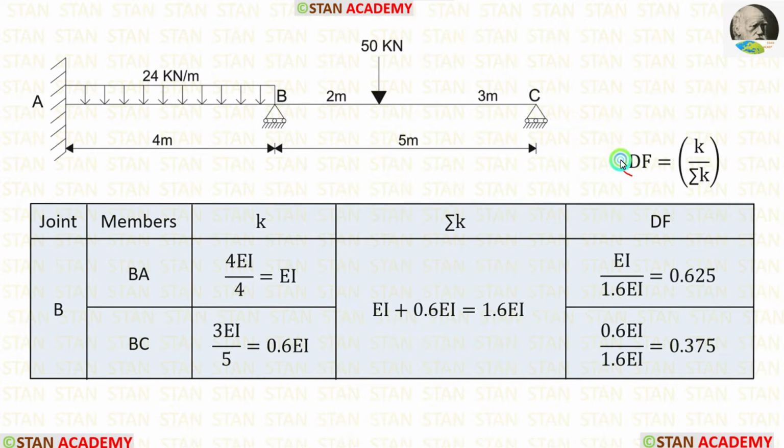Now, let us calculate the distribution factor. The formula for distribution factor is K upon sigma K. For BA, K is EI, sigma K is 1.6 EI. When we apply the values inside the formula, we are getting 0.625. For BC, K is 0.6 EI, sigma K is 1.6 EI. When we apply the values inside the formula, we are getting 0.375.